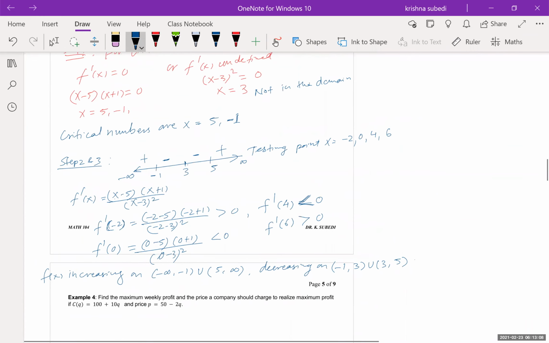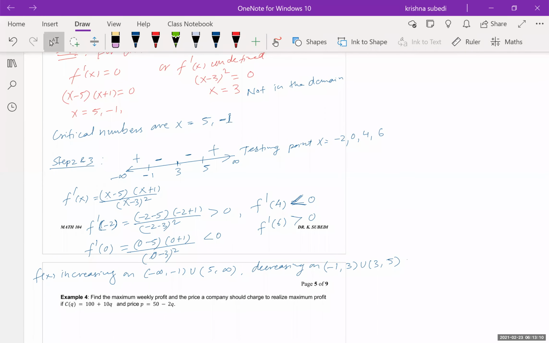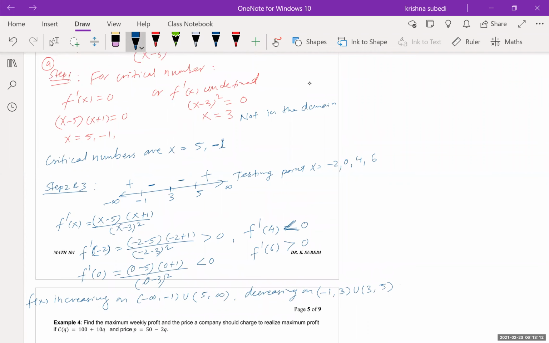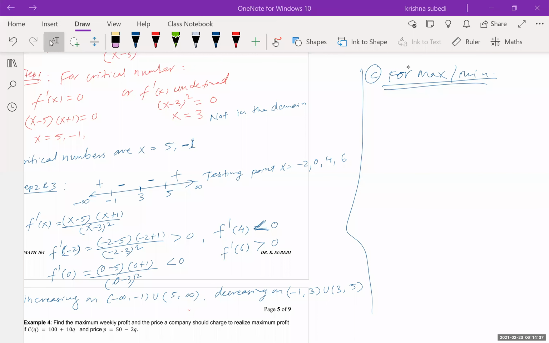This part is done. And the last part, part C, we need to find out where the function has maxima and minima values. Now let us analyze the sign to figure out where the local maximum and minimum occurs.